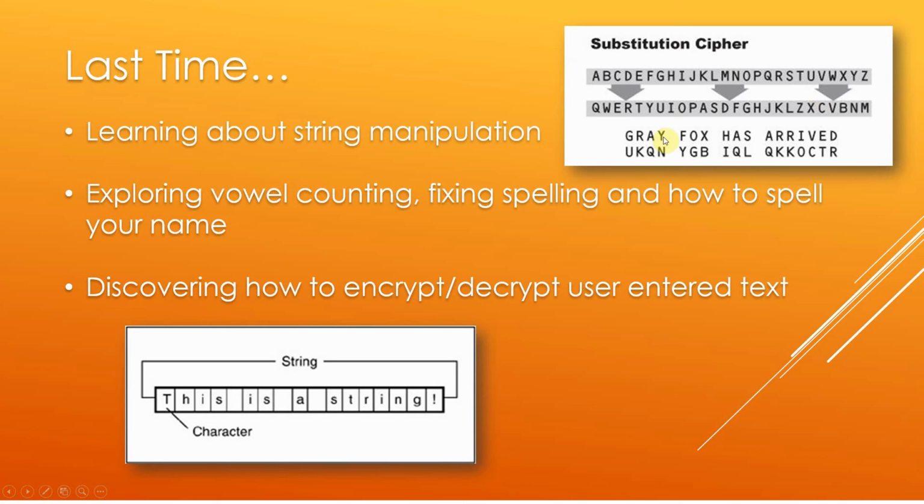Just on another point, grey is one of those English words which can be spelt in two ways. It can be G-R-A-Y or G-R-E-Y. Another example of that is disc. Disc can be spelled D-I-S-K or D-I-S-C.